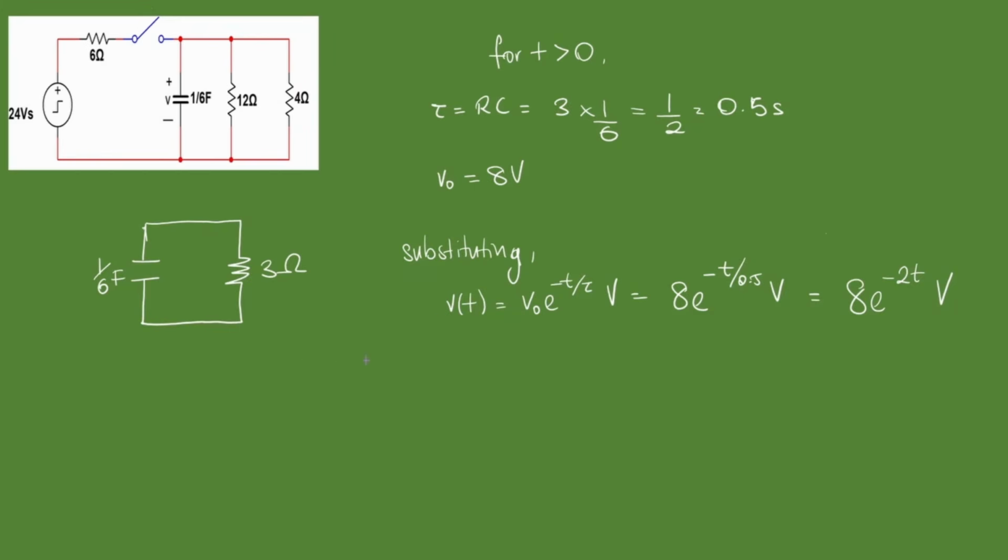for all time. Remember, they asked us to solve for the initial energy in the capacitor at t equals 0. Okay? And to do that, you know that energy is half CV squared. So since we're solving for at t equals 0, it will be V naught we're going to use. So just substitute half times 1/6 times 8 squared. And that's going to give us about 5.33 joules.